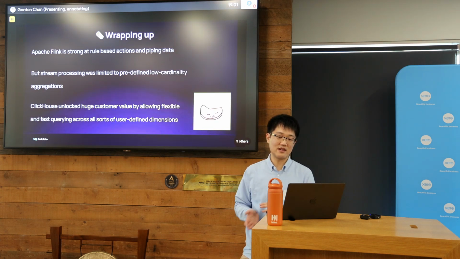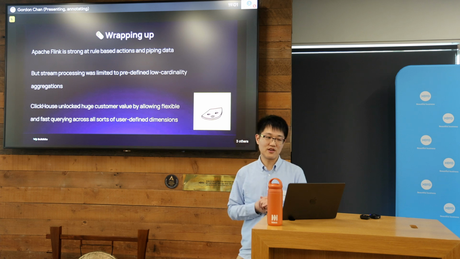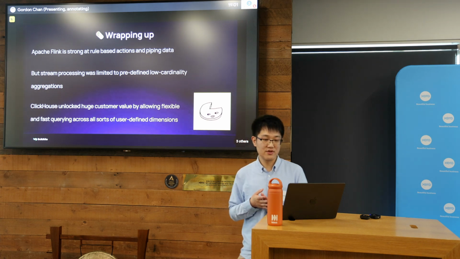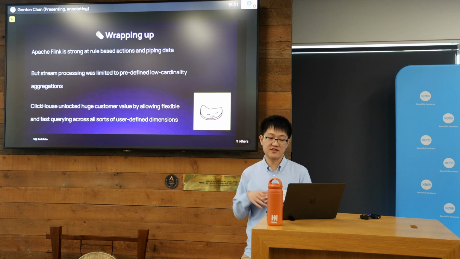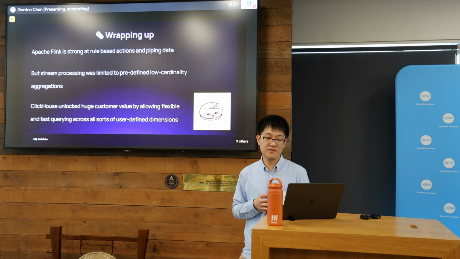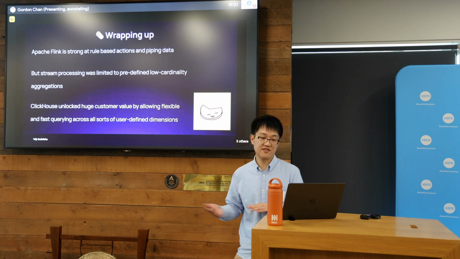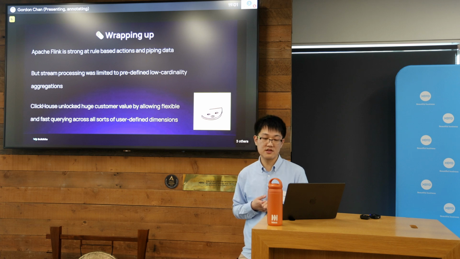Just to quickly wrap up, we hoped at the time that Flink would solve all our problems, but it turns out that's not true. It's good at rule-based actions, like sending notifications to other systems, detecting flaky tests. Flink is good at piping data between different systems, like syncing data into Iceberg, DynamoDB, Postgres, and even ClickHouse. That's what we're using Flink for at the moment.